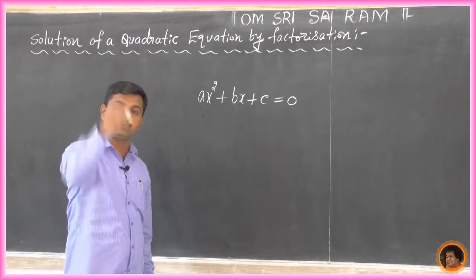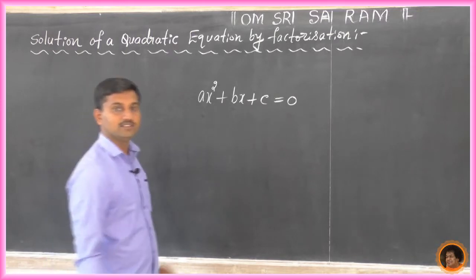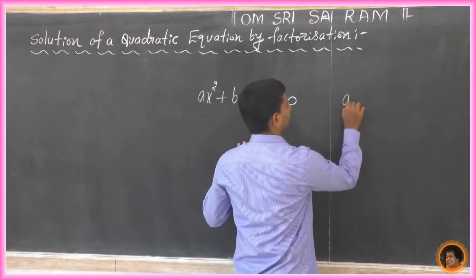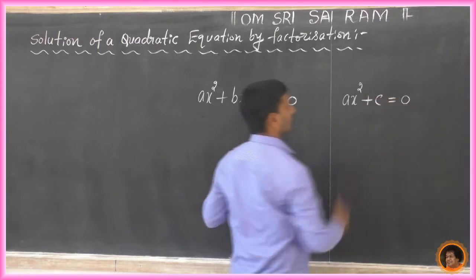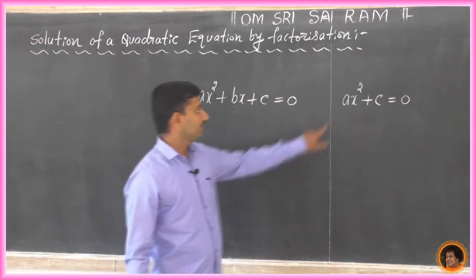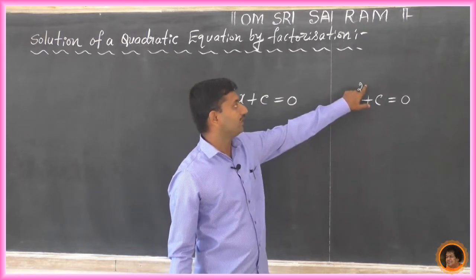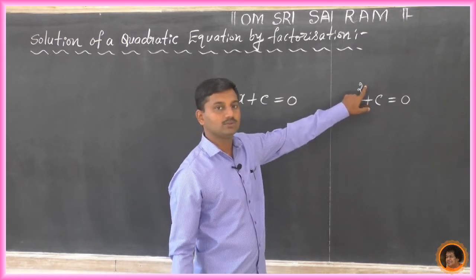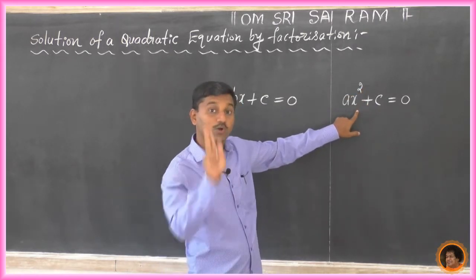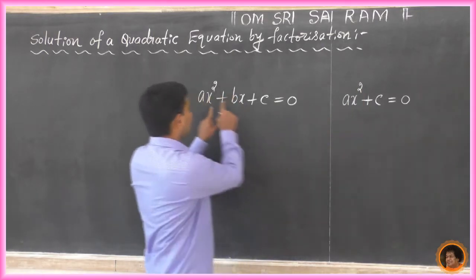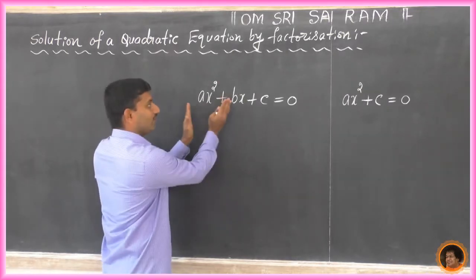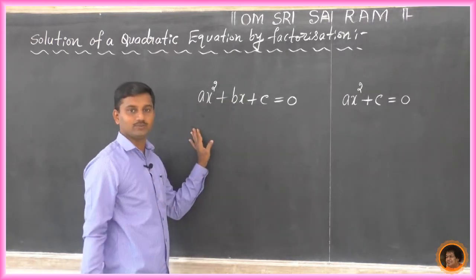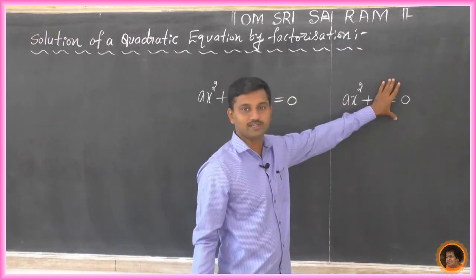What about the general form of the pure quadratic equation? The general form of the pure quadratic equation is ax square plus c equal to 0. An equation involving the variable whose highest degree is 2, only 2. Here the highest degree is 2, and there is no term of degree 1. So this one is the pure quadratic equation.